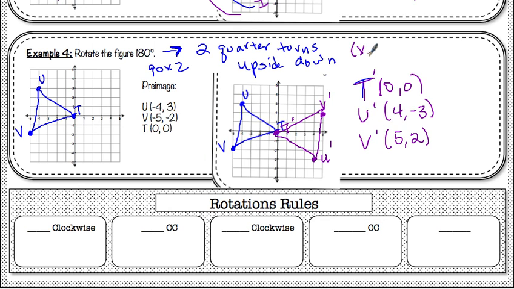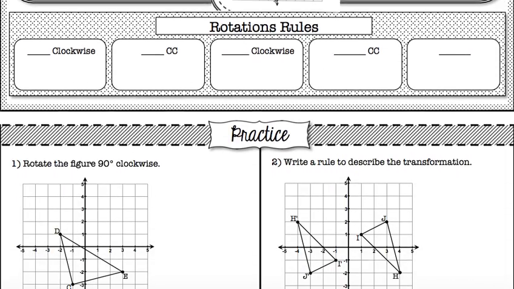By the way, the rule for rotating 180 degrees is negative x, negative y. You could memorize that if you wanted to. All it means is each of these points, you change the signs of x and y. So U was negative 4, 3. It became positive 4, negative 3. Both values switched signs. Same thing is true of V. Negative 5, negative 2 became 5, 2. That's using the rule. Either method works. So I will share these rules with you.